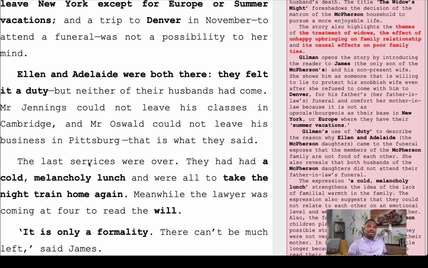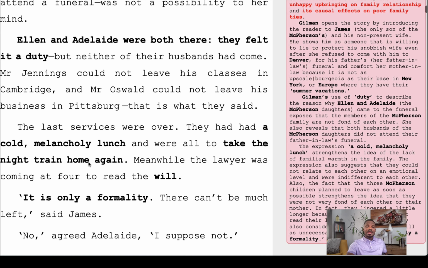And we're also told that the last service was over. They had a cold, melancholy lunch. Note the use of the words cold, melancholy lunch. The expression, a cold, melancholy lunch, strengthens the idea of the lack of familial warmth in the family. The expression also suggests that they could not relate to each other on an emotional level and were indifferent to each other.